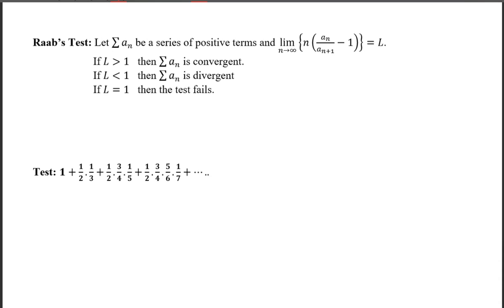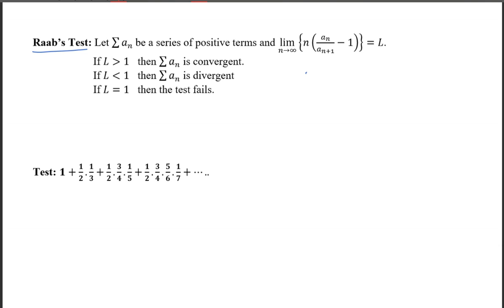That is Raabe's test. So this is Raabe's test. What it says is that this is for a series of positive terms, and this test is used only when D'Alembert's ratio test fails. First, you have to apply D'Alembert's ratio test. If it fails somewhere, then only you have to apply Raabe's test.